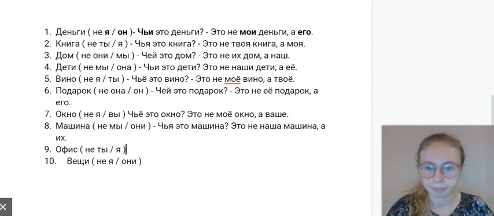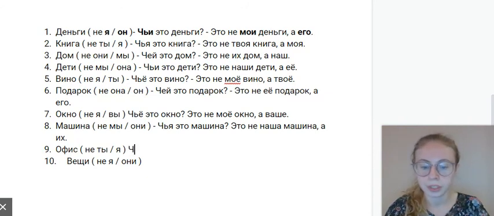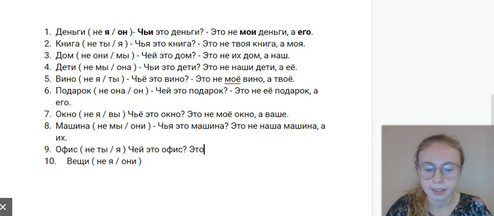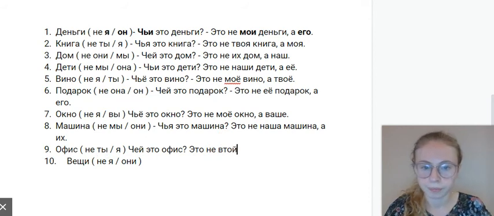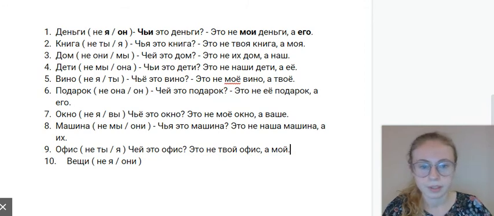Office, number 9. Office is a masculine noun, so we use чей. Чей это офис? Это не ты, я. Ты, possessive pronoun, твой. Твой офис. Okay, masculine form. А мой. Similar endings. Твой, мой. Чей это офис? Это не твой офис, а мой.